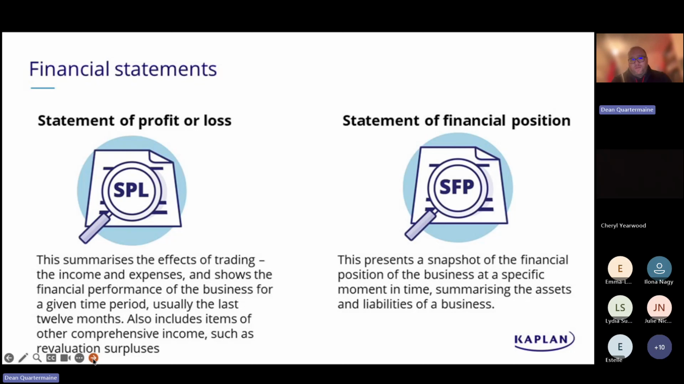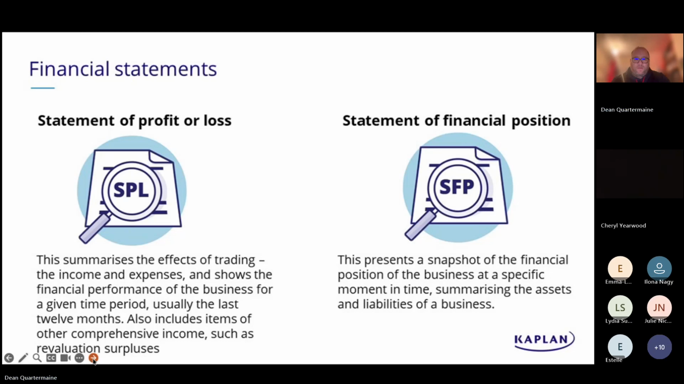The second financial statement I want to talk about is the statement of financial position. So again, it's nothing new to you. It presents a snapshot of the financial position of the business at a specific moment in time. And it summarises assets and liabilities.